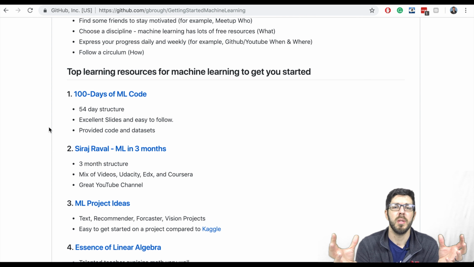Okay, what I've done is put together my favorite resources for learning ML, especially in the first 3 months. Once you get past 3 months, then you're really off to the races. So think of it as kind of like a boot camp. It's your own boot camp.